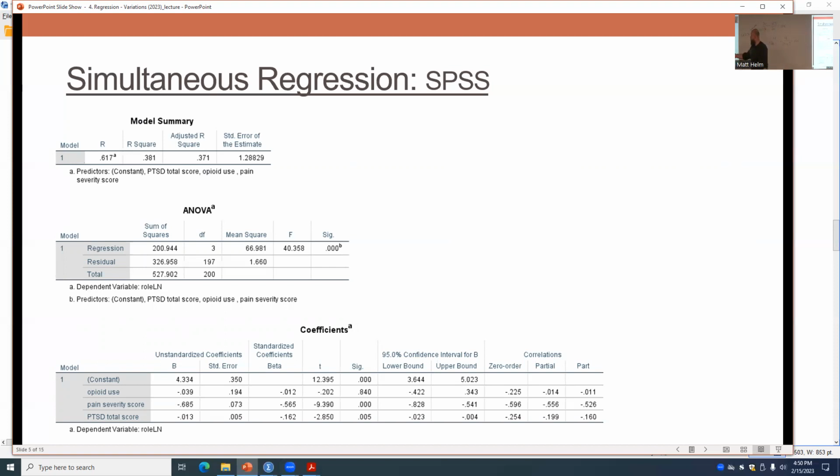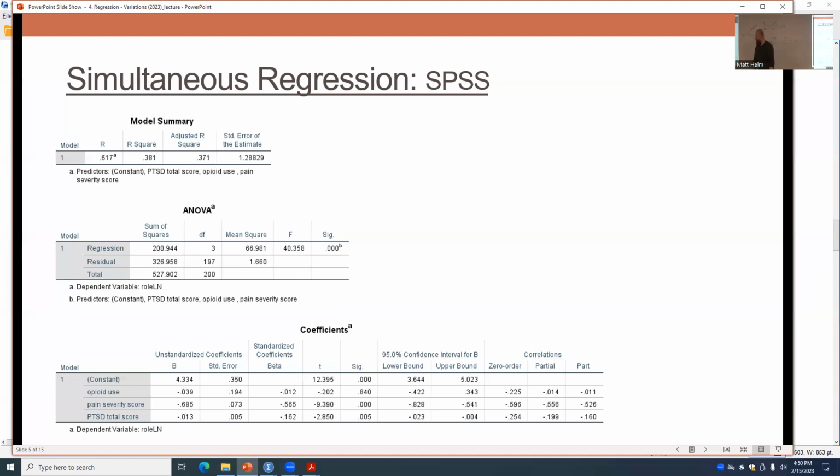Here, if I want to see whether I have evidence of that being some value that's different than zero, I go down to my ANOVA table and take a look at that. I've got a very small p-value, I've got a massive F value, so it's telling me that yes, I have evidence against the null hypothesis that the R squared value is equal to zero for this model.